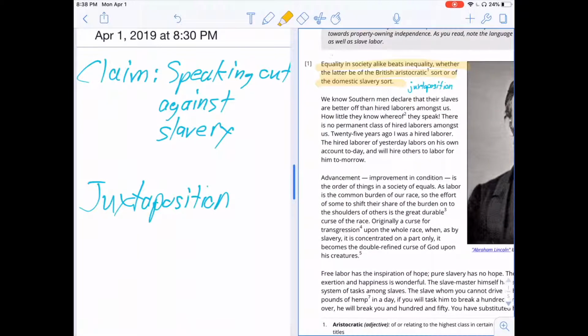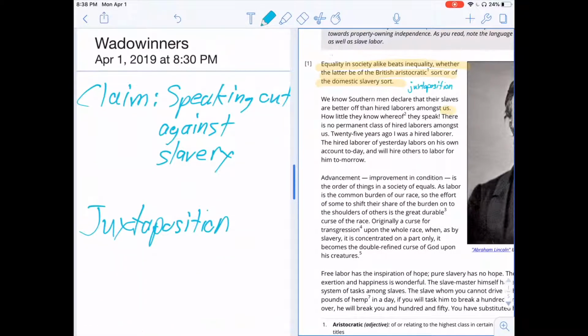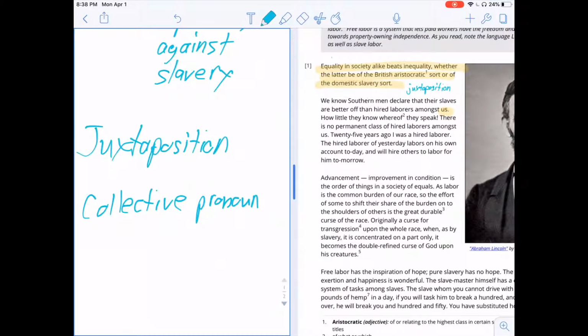So now this is the author's first of many uses of a collective pronoun, "us." So we're going to highlight that, and right off to the side, write "collective pronoun." This helps to add a sense of community, a sense that everyone is in this and it's not aimed at one particular group throughout the speech.